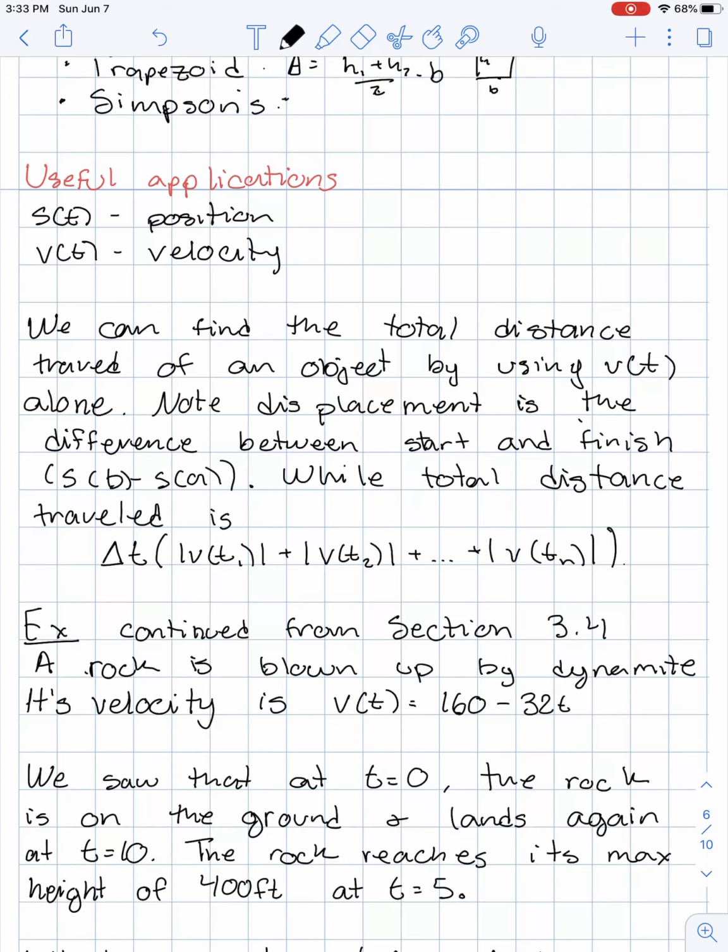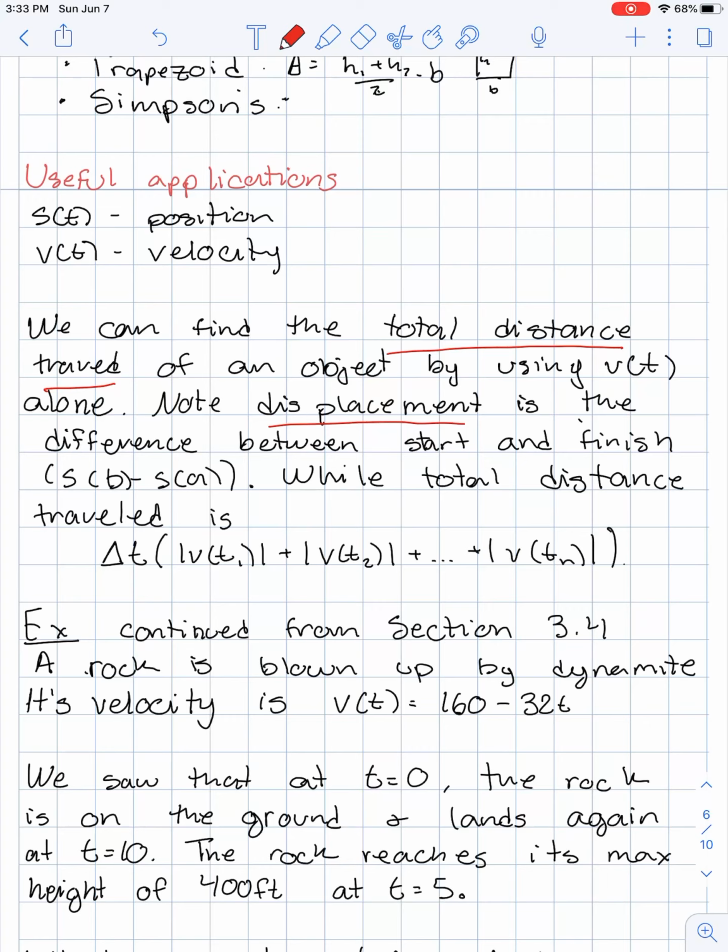So there's a difference between total distance traveled and displacement. Displacement is the difference between start and finish. If I'm going from A to B, s of B minus s of A, that's my total displacement. If I start at my house, I go to Target, and I come back, my total displacement, since I stopped where I started, is 0. But my total distance traveled is like 10 miles, because it's 5 miles there and 5 miles back.